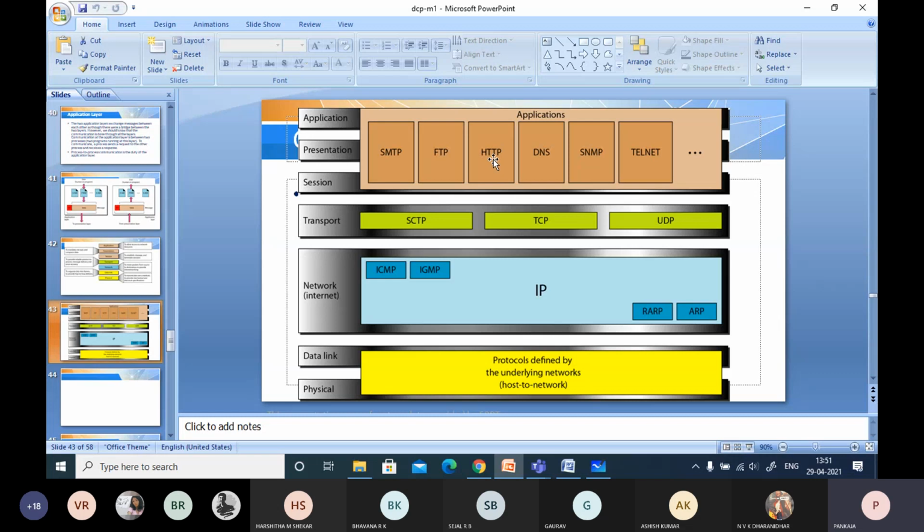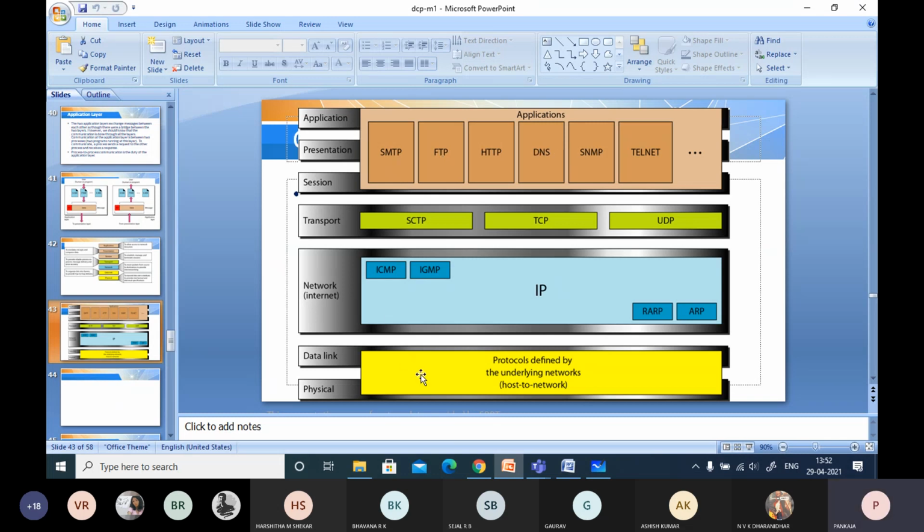Then if you want to send a file, that can be implemented using the FTP protocol. If you want to share a file from one system to another system, before HTTP they used to use the FTP protocol. What does FTP stand for? File Transfer Protocol. They used this protocol to transfer files.